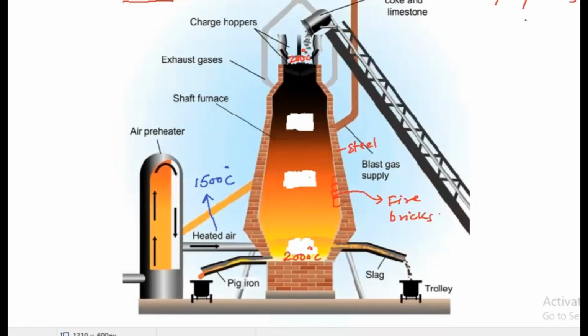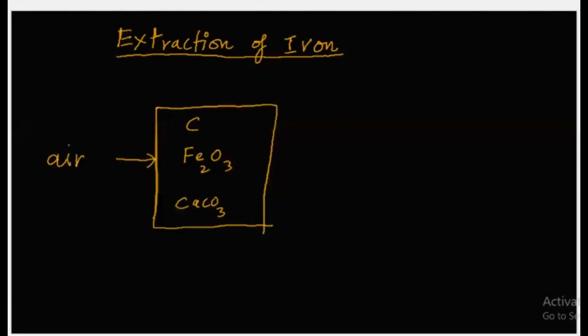Basically, there are four raw materials: Fe2O3, coke, calcium carbonate, and air. When these four raw materials are mixed, so the coke, iron 3 oxide or hematite, limestone, they are loaded from the top. When the air at 1500 degrees Celsius is introduced, the different chemical reactions take place.